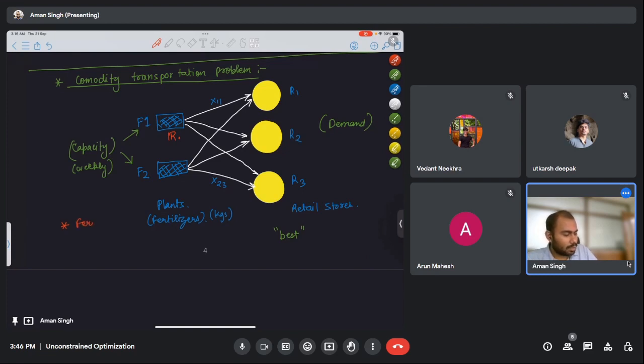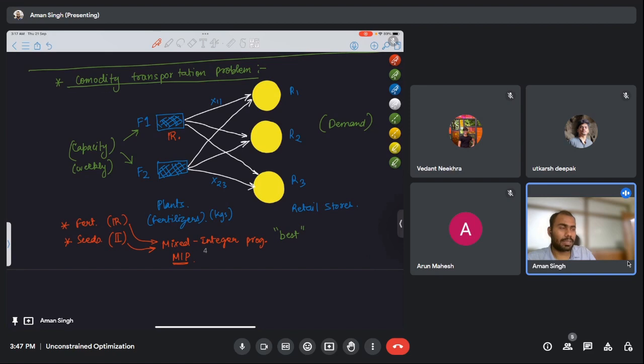So fertilizers is in real numbers. But let's say F2 is making seeds, packets of seeds, and that is an integer, or a natural number. Then the variables involved become continuous and discrete. So it becomes a bit of a difficult problem, in which some variables are continuous, some variables are discrete, and these kinds of problems are called mixed integer programming, or MIP, sometimes it is called.